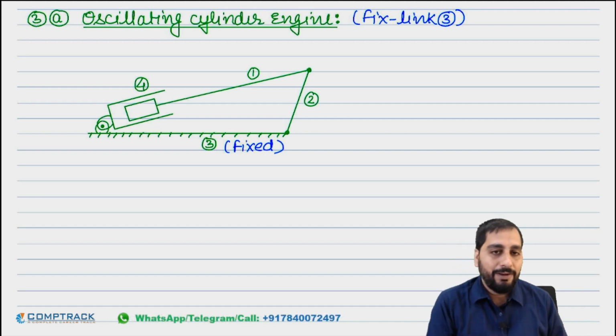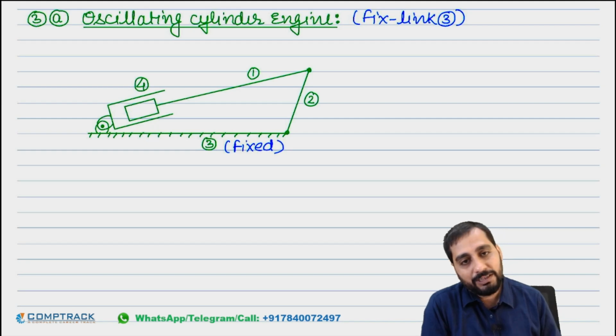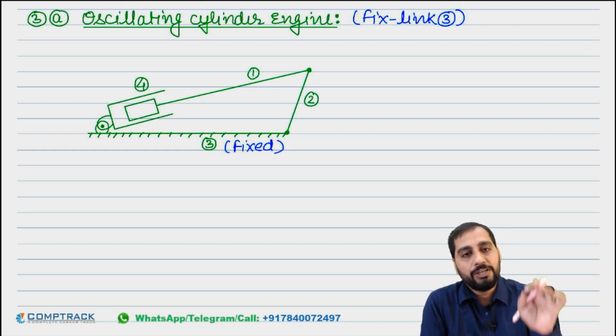Now, next of third inversion, that is the slotted lever type quick return mechanism.